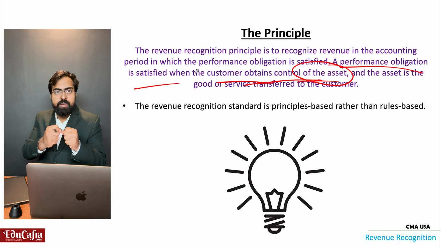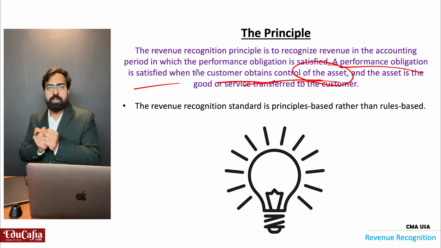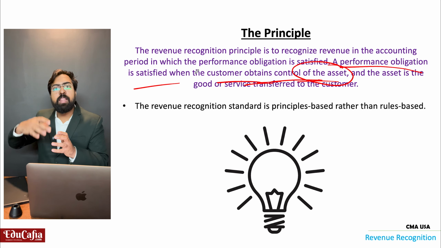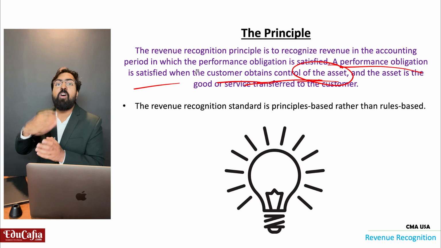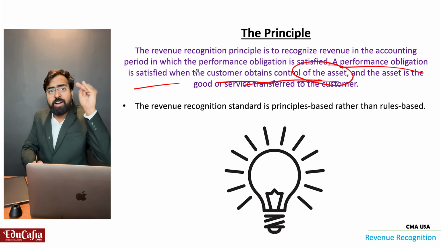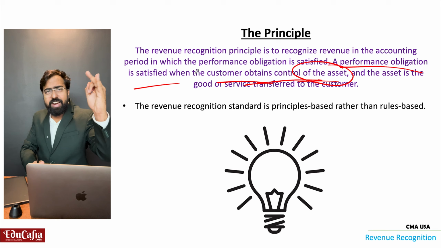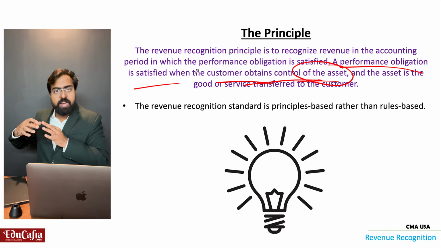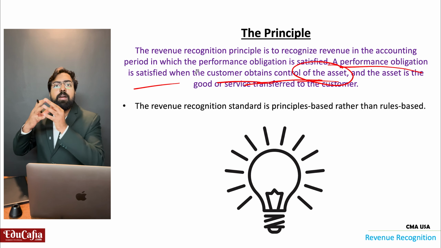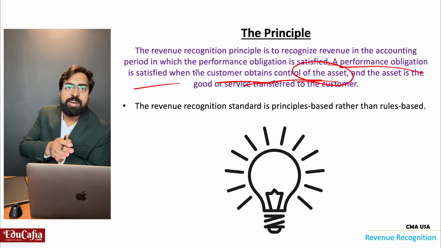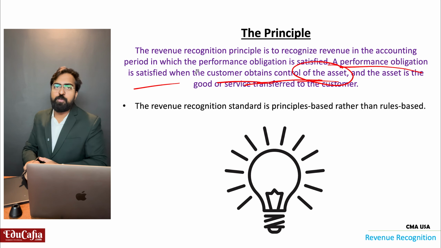The customer will get the right to use that asset, plus the customer will have all the future economic benefit of that asset. These two things: first, the right to use the asset; second, all the economic benefit of that asset for that customer. This is the customer getting control over the asset. This is performance obligation being satisfied, and we can recognize that amount as revenue. You got it? This is the principle, not a standard.